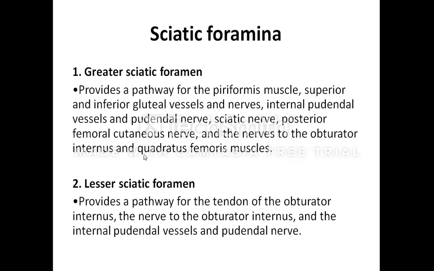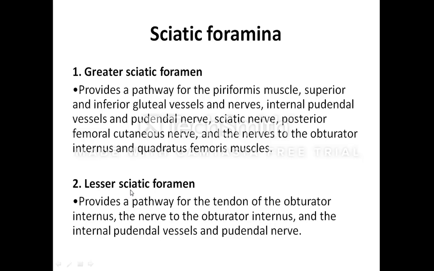The structures passing through the greater sciatic foramen are the piriformis muscle, which is a key muscle. It is important to indicate other structures as going above it, which we call superior, and below it, which we call inferior. So: the piriformis muscle, the superior and inferior gluteal vessels and nerves, internal pudendal vessels and pudendal nerve, the sciatic nerve, which is the largest nerve in the body, the posterior femoral cutaneous nerve, also called the posterior cutaneous nerve of the thigh, and the nerve to obturator internus and quadratus femoris muscle. These are the structures passing through the greater sciatic foramen.